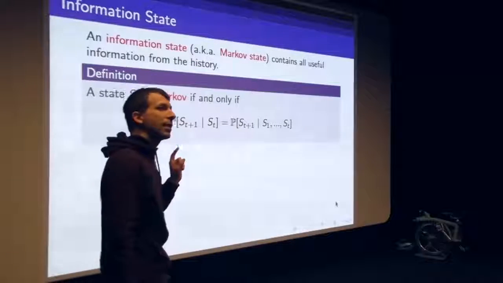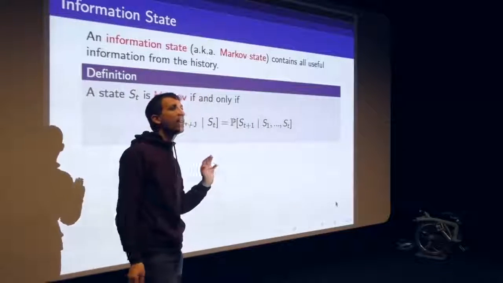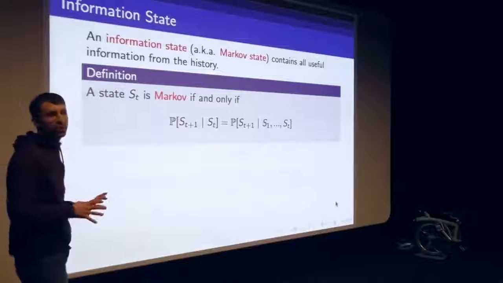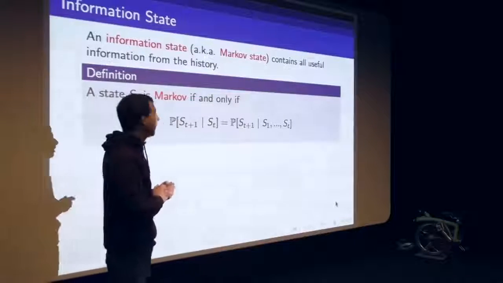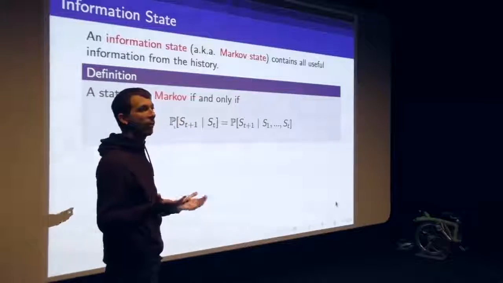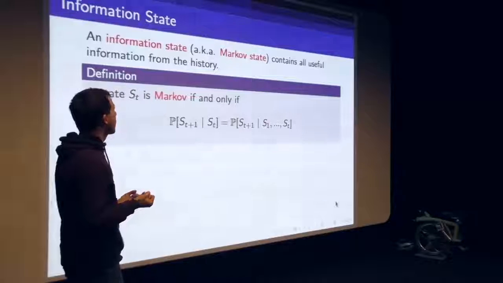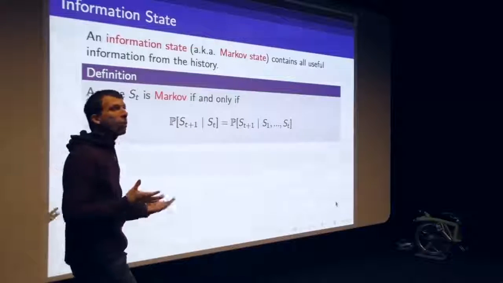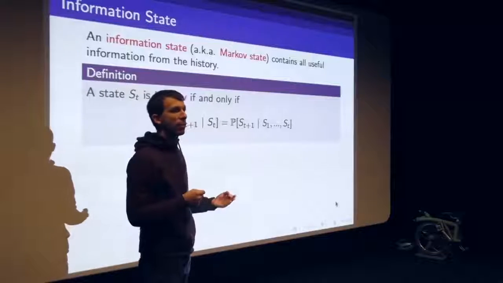So that was two definitions of state, agent state and environment state. Now here's a more mathematical definition of state, which we call the information state, or sometimes called the Markov state. The Markov state, or the information state, basically is an information theoretic concept. It tells us when we've built a state representation that contains all useful information from the history.